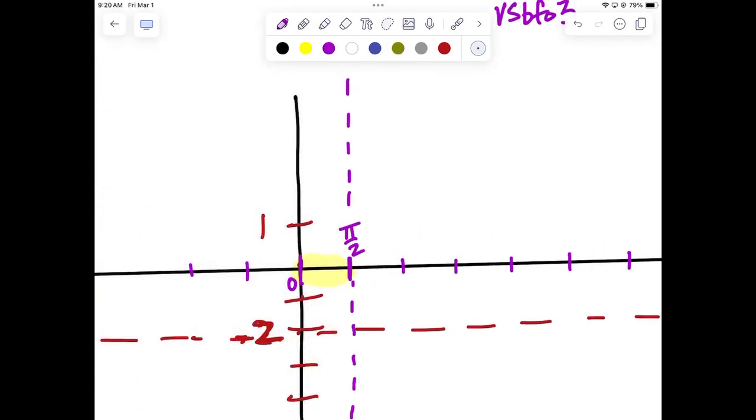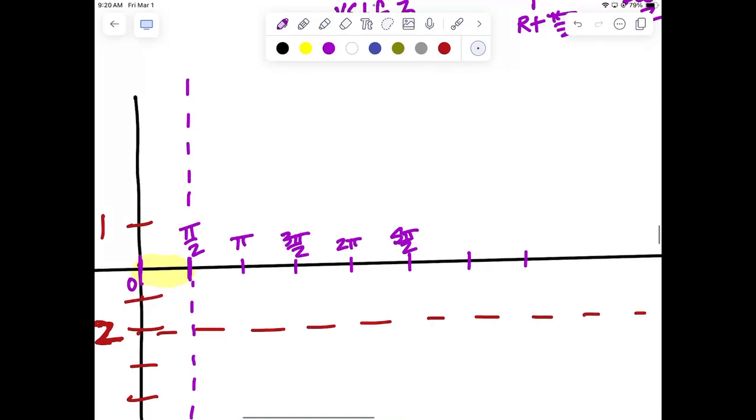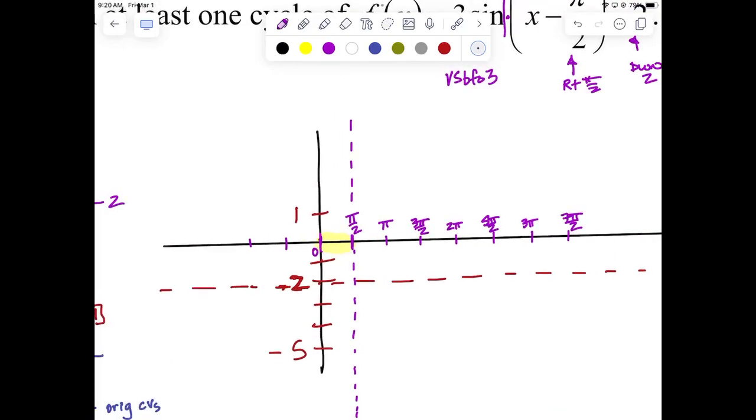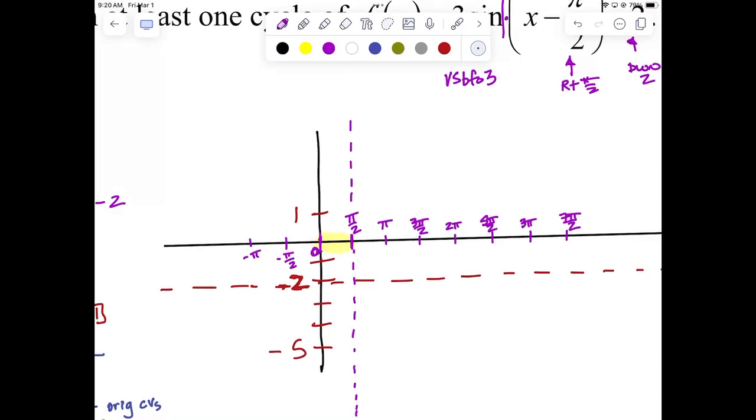Now we got to go through and label the rest of them. Let's count by pi halves. 1 pi halves, 2 pi halves, 3 pi halves, 4 pi halves, 5 pi halves, 6 pi halves is 3 pi, 7 pi halves, so on and so forth. Counting backwards, I got 0, negative pi halves, negative 2 pi halves, and I can add more if I want. Got it? See what we did there?